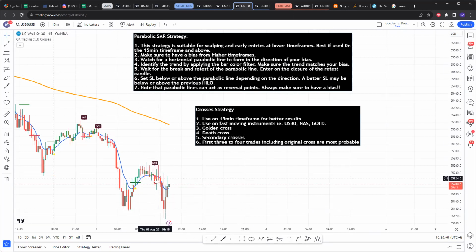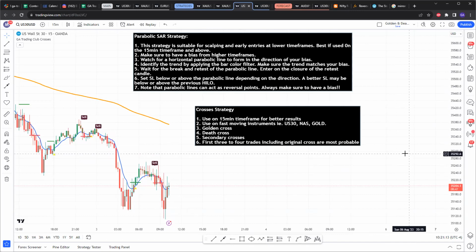So for me, depending on the volatility in the market, if there's low volatility, I'll set my stop loss above or below the parabolic line. If there's volatility in the market, like New York open or during mid New York, I'll set my stop loss above a previous swing high or swing low zone. And lastly, note that parabolic lines can act as reversal points.